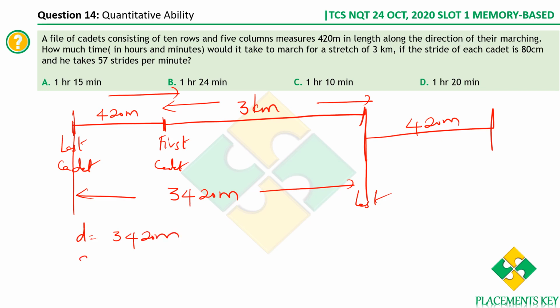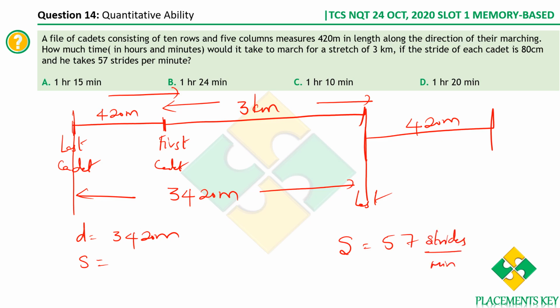Now to find time, we need speed, right? At what speed is the file of cadets traveling? It's also given something about the speed. If the stride of each cadet is 80 centimeters and he takes 57 strides per minute, that is, the speed of the cadets is given as 57 strides per minute.